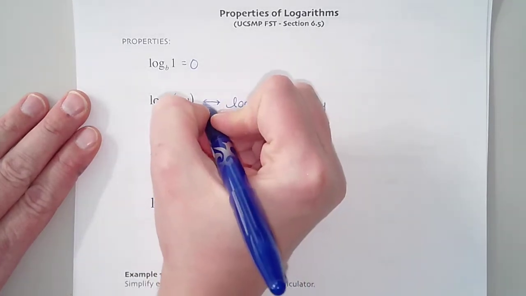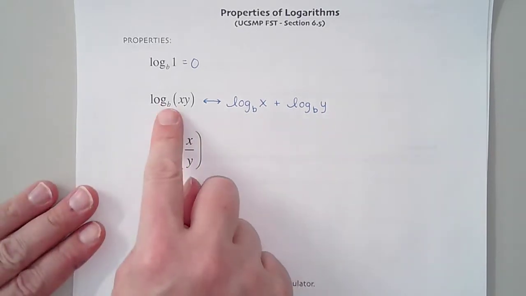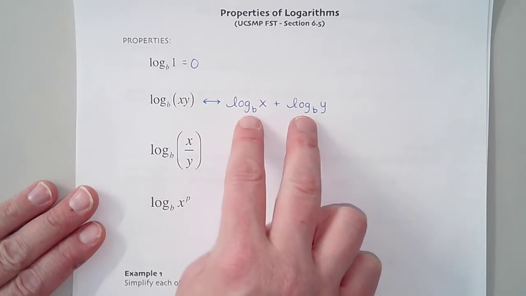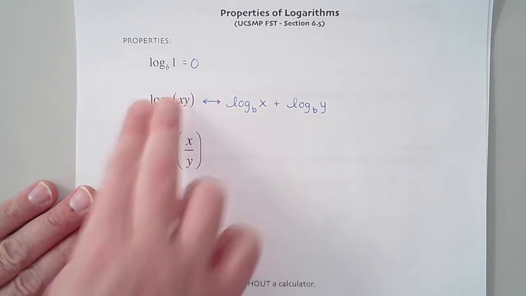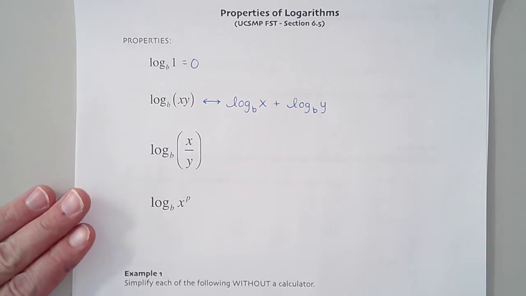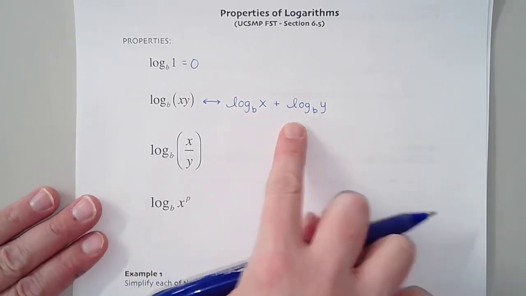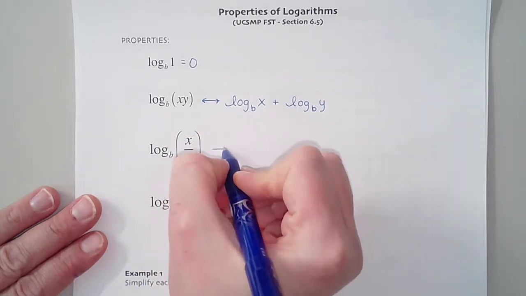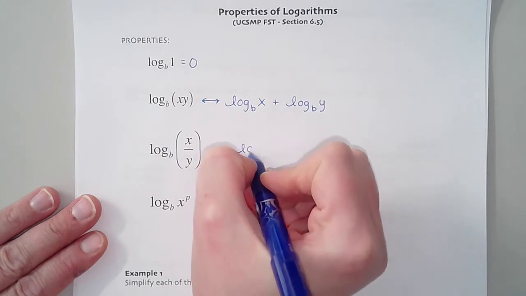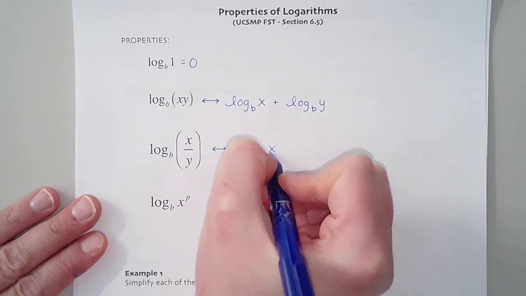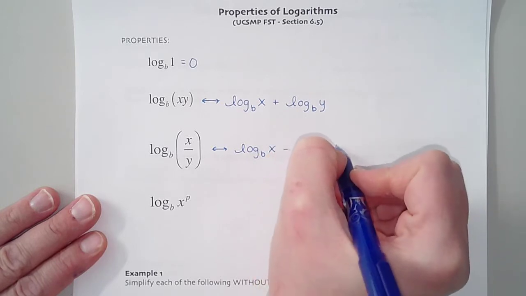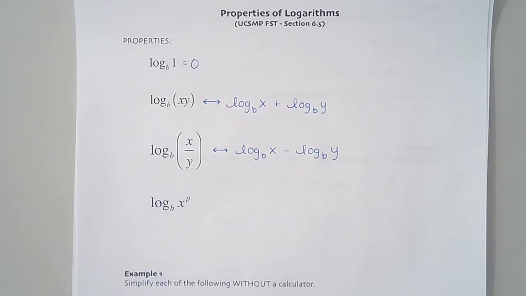I want to make sure we understand that this goes both ways. Sometimes I'm going to give you something like this and you're going to have to separate it. Probably even more often, I'm going to give you an expression that looks like this and expect you to be able to put it back together again. Along those same lines, if you believed me on the addition, you're going to believe me here when I tell you that division means you're going to subtract the logs. So this would become log base b of x minus log base b of y. You're going to believe me because remember that when you divide with powers, you subtract the exponents.